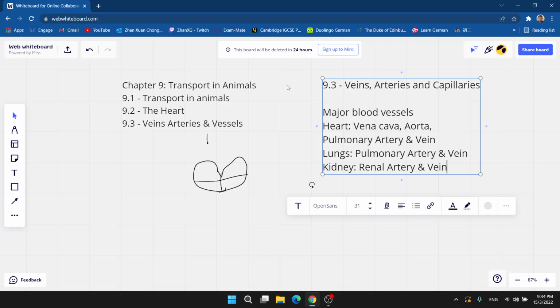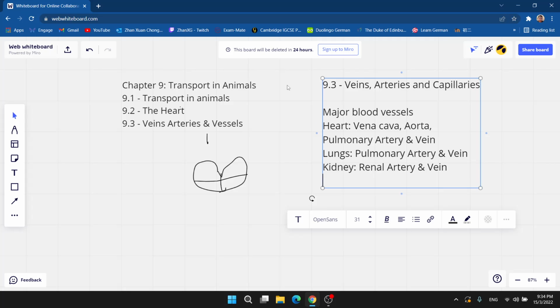Some questions in the IGCSE give legs as a part to trick you or make you confused a bit, but it's similar to renal. So for legs, you might see femoral artery or vein. It just means the veins in your leg. Femur is a bone in our legs. So it's the same function.